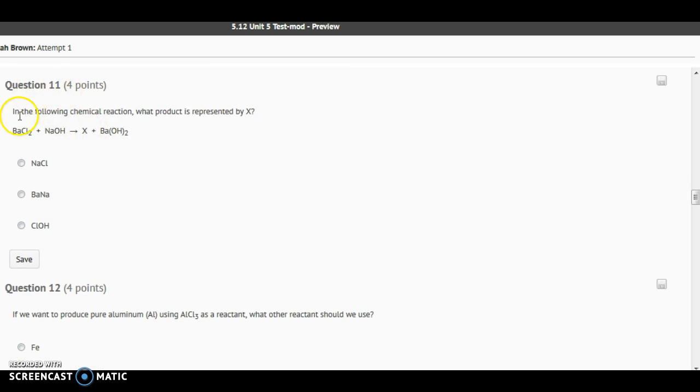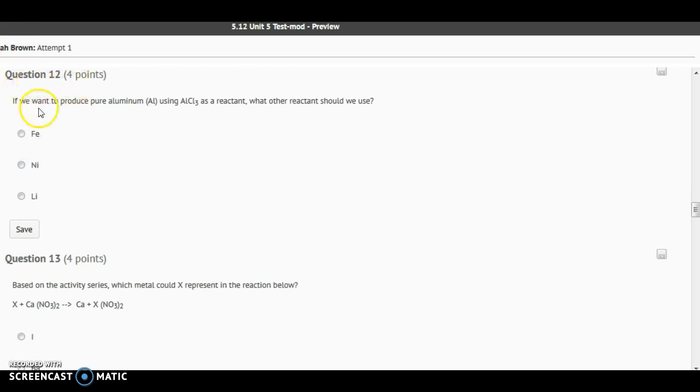Question 11. In the following chemical reaction, what product is represented by X? BaCl2 plus NaOH yields X plus BaOH2. A. NaCl. B. BaNa. Or C. ClOH.